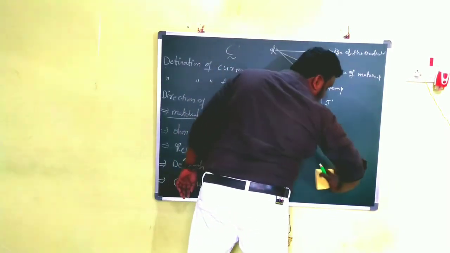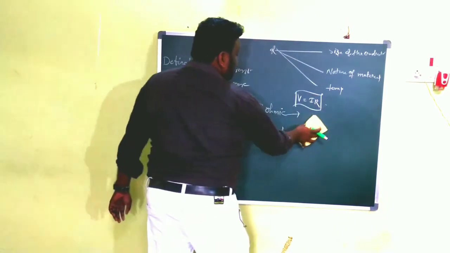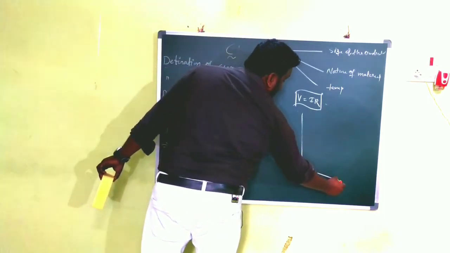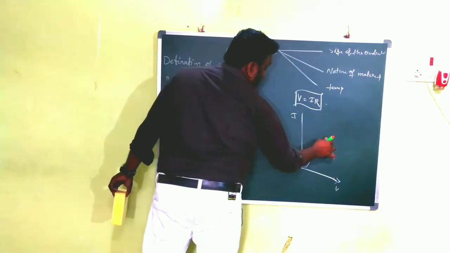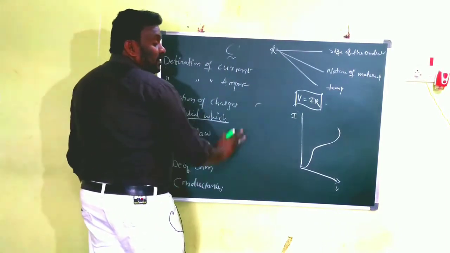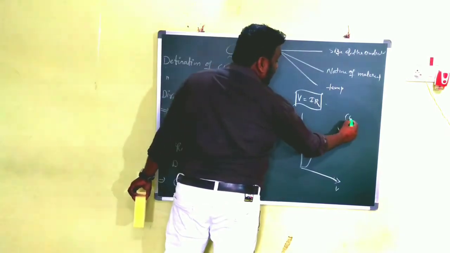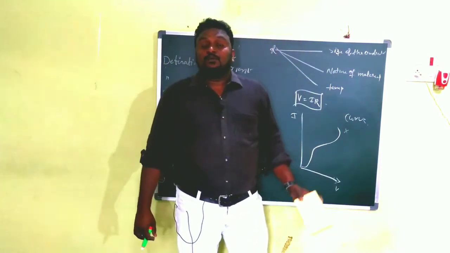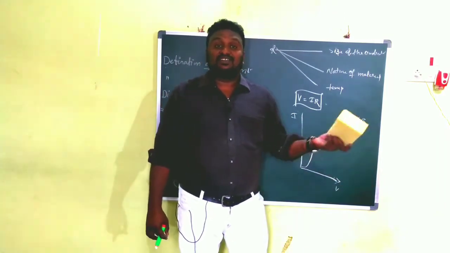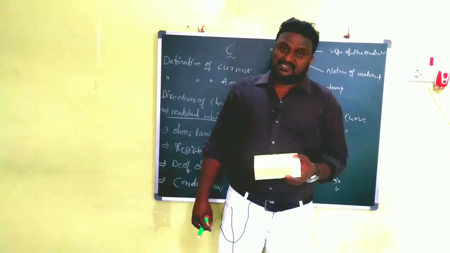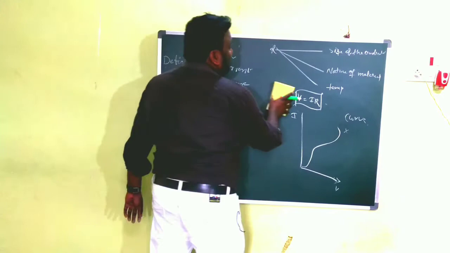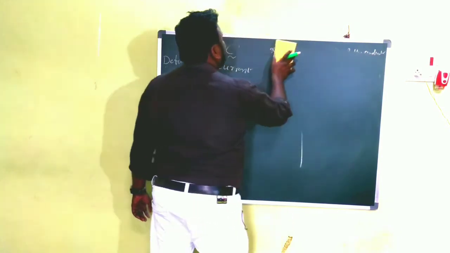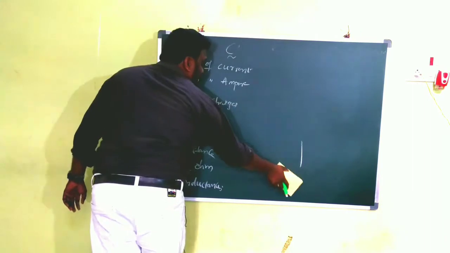And children, next, in case of non-ohmic devices, the nature of the graph is not a straight line, it is other than a straight line. Simply I am showing like this. This is V and this is I. It is not a straight line, like a curve, any shape. That represents a non-ohmic device. For example, PN junction diodes or thermistors, for them we will get like that. For ohmic devices we take metals. Clear? Metals are examples for ohmic devices, and the junction diode, semiconductor device and thermistors can be taken as examples for non-ohmic devices.